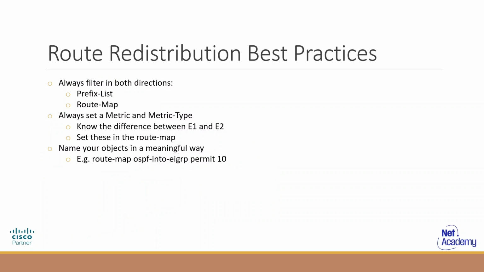What are some best practices? Well, as I mentioned at the top, always filter in both directions. Set a prefix list and a route map for what you want to allow in and what you want to allow out.